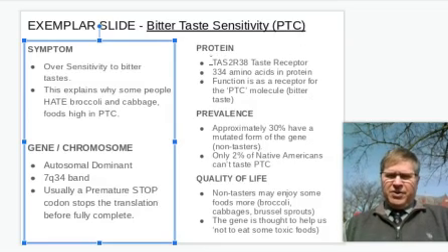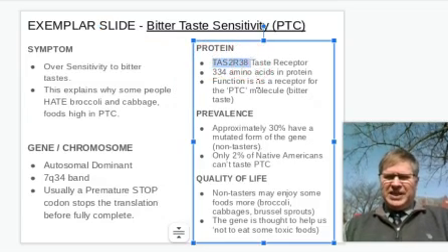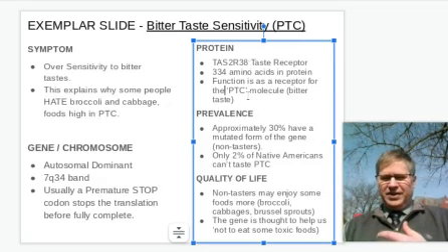The protein. So here's the protein. It was called TAS2R38. What the heck? Where does that come from? Well, I think TAS is the taste, has to do with taste, probably. And then 2R38 probably has something to do with the protein, but that's the name of it. And often proteins are given this weird name. It was called a taste receptor.